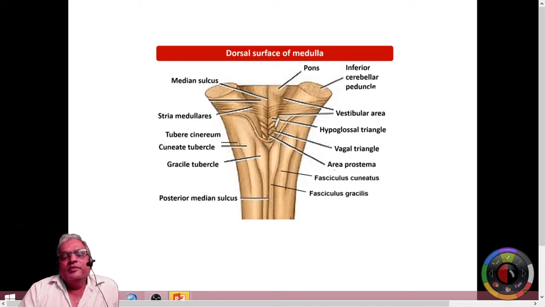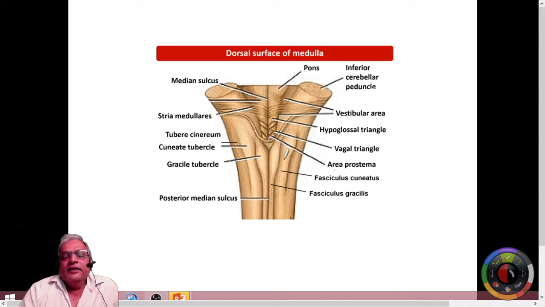And then finally this medial lemniscus will ascend higher up and then reach the thalamus, the ventral posterolateral nucleus of the thalamus. So that is where it ends. So that is the difference between your dorsal column and the lateral spinothalamic tract.